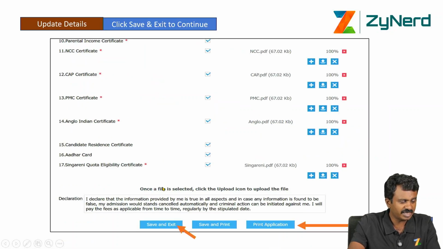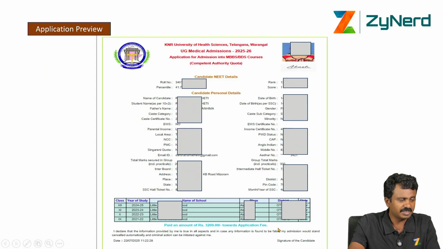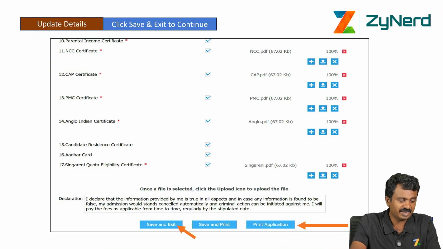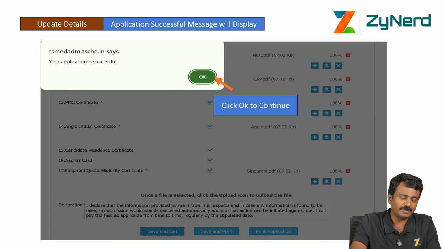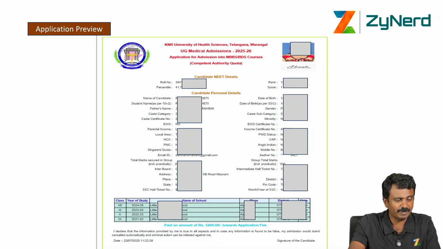Now you can click on save and exit, or you can print the application. Once you print your application, it provides your application preview, and that is the end of it. That application preview is sufficient. You can either save and exit, print your application, or save and print. Anything is fine. If you print your application, you will get your entire application. Ensure that all the details are right, or update all the details before that.